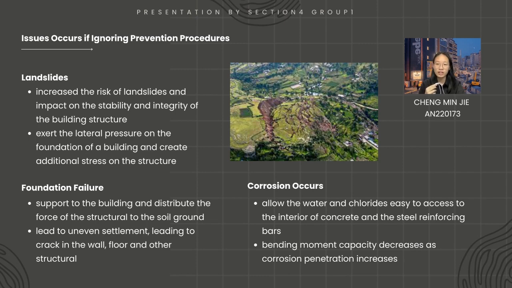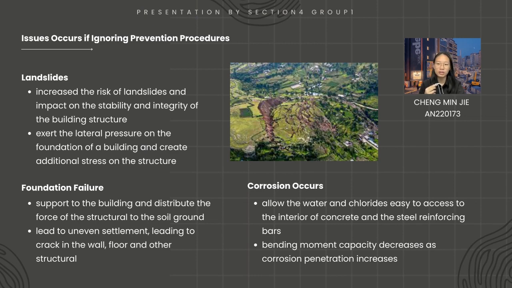The second one is foundation failure. If the foundation is not deep enough, it can cause the structure of the building to be unstable on the high hill slope. This is because the foundation is used to provide support to the building and distribute the force of the structure to the soil ground. Insufficient depth of the foundation can lead to uneven settlement, leading to cracks in the wall, floor, and other structures.